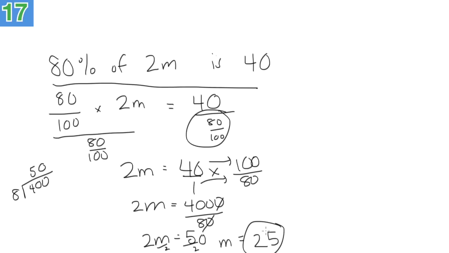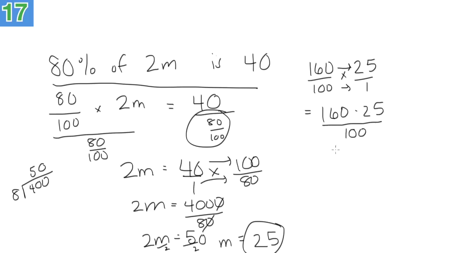Now, that is not the answer, so don't stop there. What are we solving for? We're solving for 160% of m. So we want 160% of m, which is 25. We can put it over 1 since we're multiplying fractions, and let's solve. So 160 times 25 over 100.